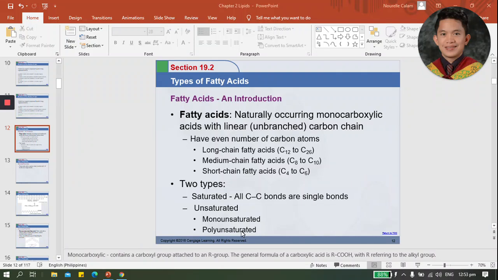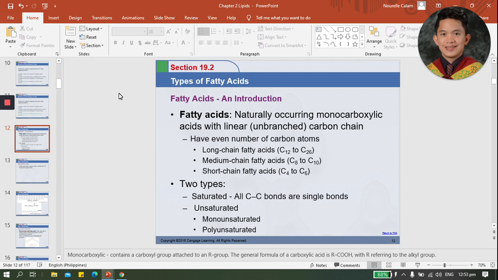If you recall our discussion on carbohydrates, carbohydrates are composed of the monosaccharide building blocks. So in the case of lipids, they also have their own building blocks. Now, these building blocks are the fatty acids. So by definition, fatty acids are naturally occurring monocarboxylic acids with linear or unbranched carbon chain.